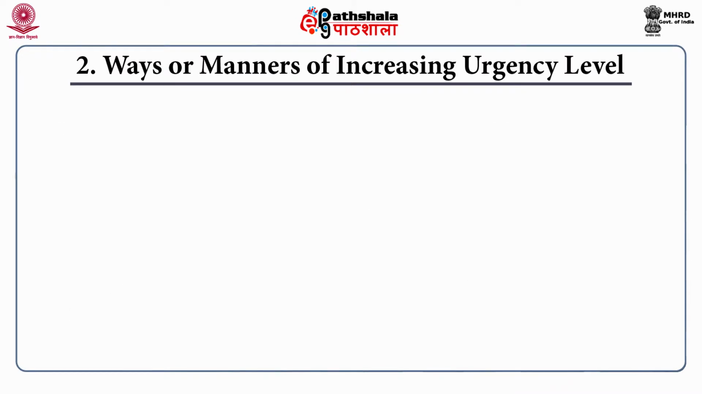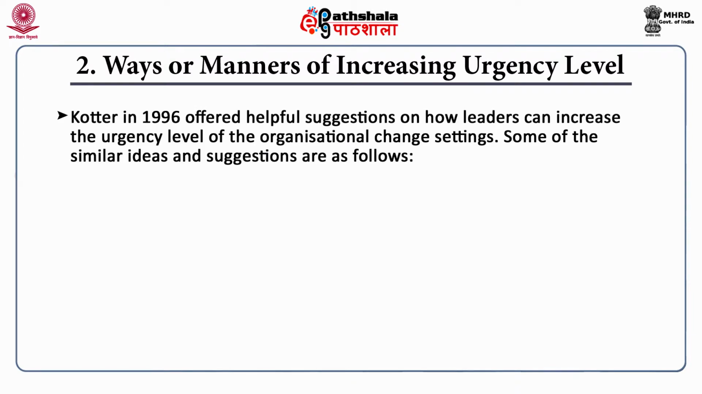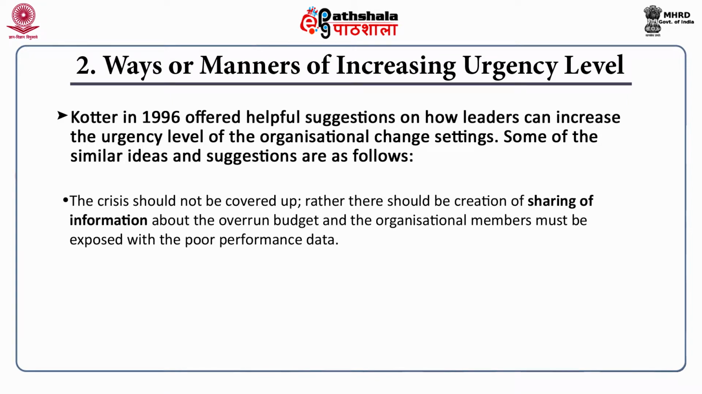Ways or manners of increasing urgency level. Kotler in 1996 offered helpful suggestions on how leaders can increase the urgency level of the organizational change setting. Some of the similar ideas and suggestions can be that the crisis should not be covered up. Rather, there should be sharing of information about the overrun budget, and the organizational members must be exposed to the poor performance data.